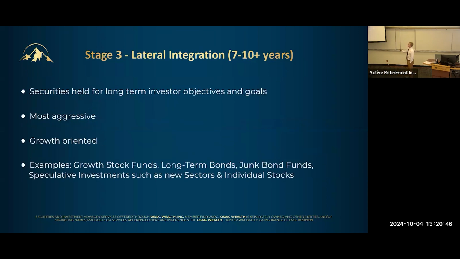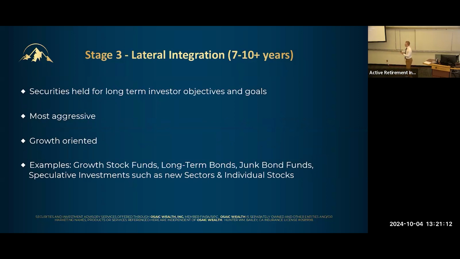Now, stage 3, we're looking for the long game here. This is where we don't even want to think about touching it for several years. We're really just giving ourselves a lot of time. So these are securities that are held for long-term investor objectives and goals. Lots of growth, really hoping that we've got lots of time for those average numbers to kick in and give us those returns that we're looking for. This is when we get the most aggressive, growth-oriented.